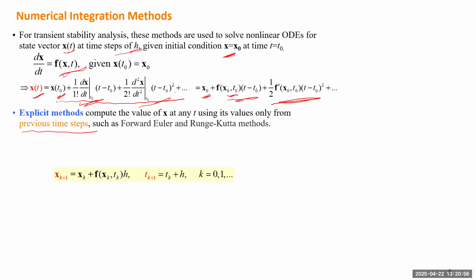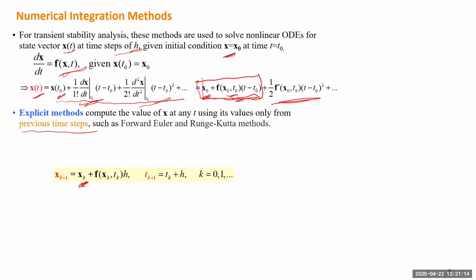So here is one example of such a method. If you already know the value at step k, x_k, you only take the first two terms from that Taylor expansion.